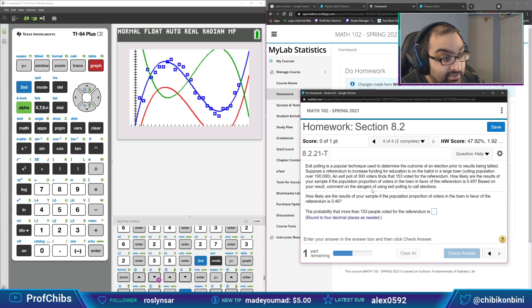Exit polling is a popular technique to determine the outcome of an election prior to results being tallied. Yeah, Elkin, you're always free to ask, by the way. So you're always welcome and you're always free to ask.